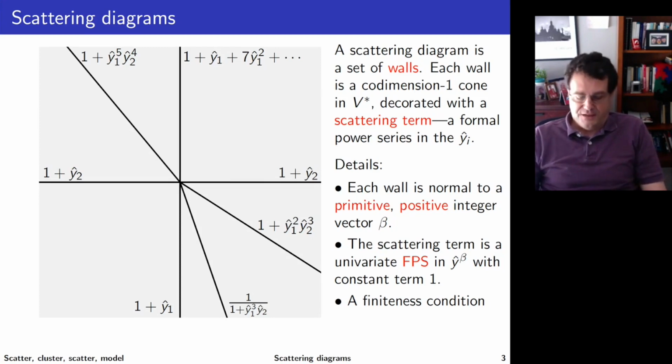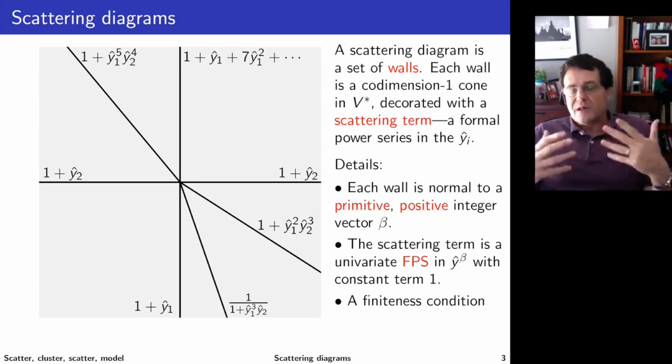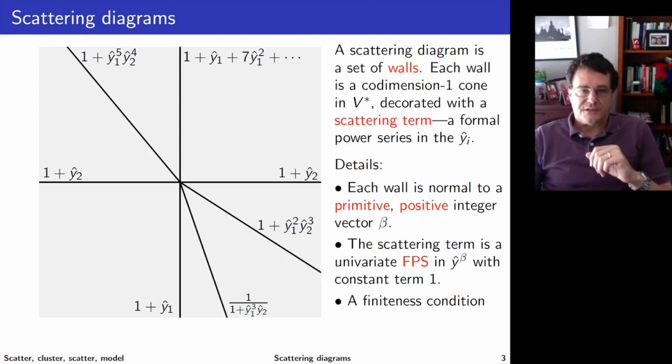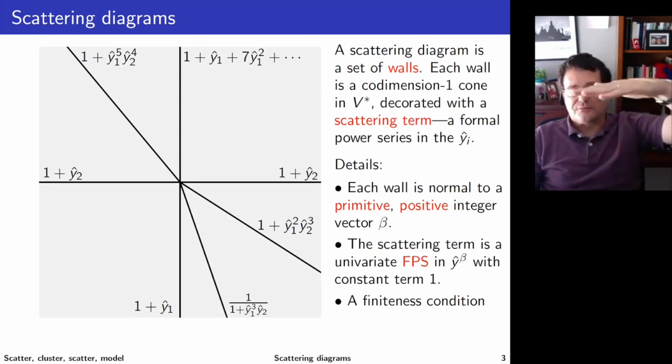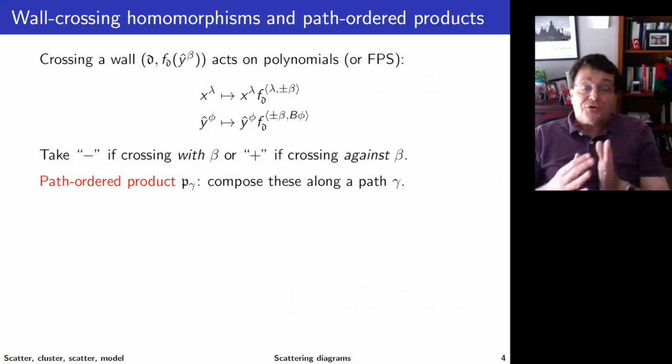And there's a certain finiteness condition. We allow infinitely many walls, but there's a finiteness condition that says basically that even though there are infinitely many walls, we can do everything we want by taking a limit of formal power series, restricting to a certain degree of polynomial that we allow, and then letting that degree go to infinity.